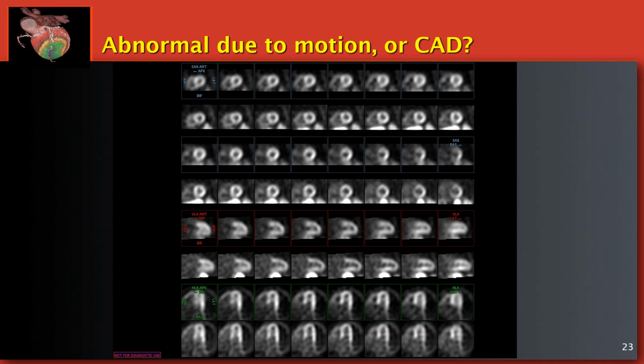So this is one that has abnormal perfusion, and the question is, is this due to motion, or is this coronary artery disease? It can be very difficult to identify motion on the PET MPI studies. And so the myocardial blood flow reserve can help determine whether something is coronary artery disease or motion.